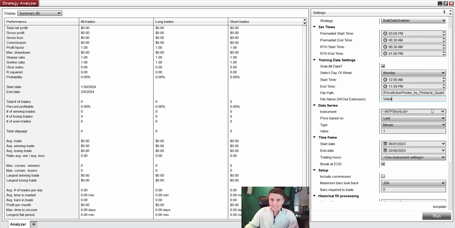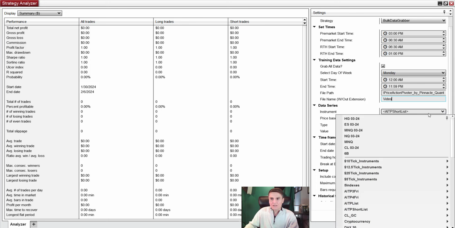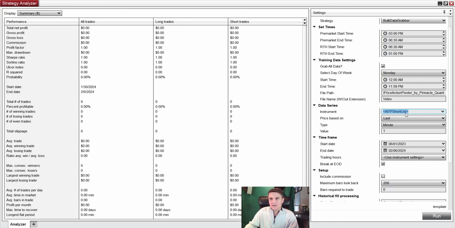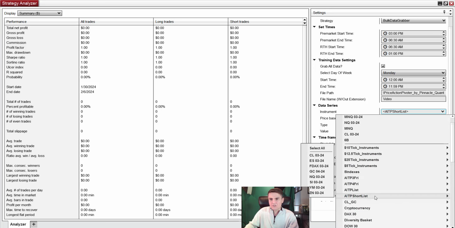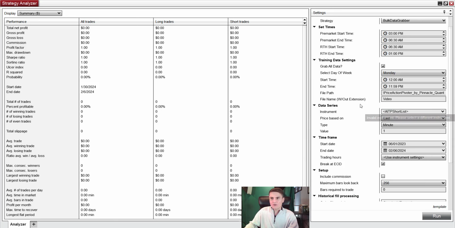So we've already selected a bunch of instruments under my AITP shortlist here, but I'll show it to you guys again as to exactly what that is so that you remember. So CL all the way down to ZN. It includes ES, NQ, etc. So some people will say, well, Rafi, does this work with like the micros, like MNQ, MES? Absolutely. It works with any futures instrument, particularly what I'm going to demonstrate in this video, which is the special operations strategy of price action pivoter version 2.